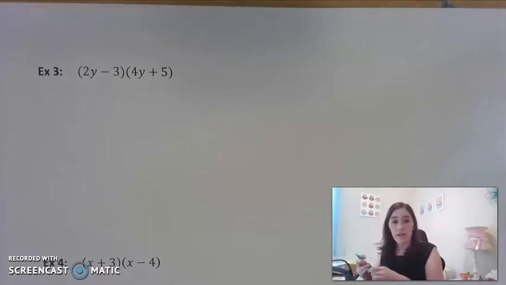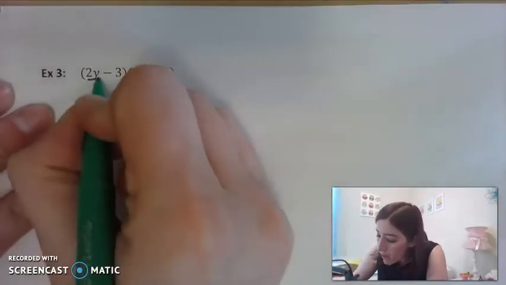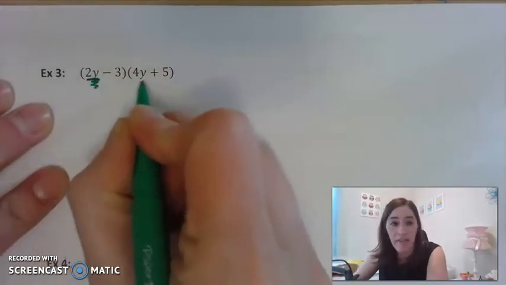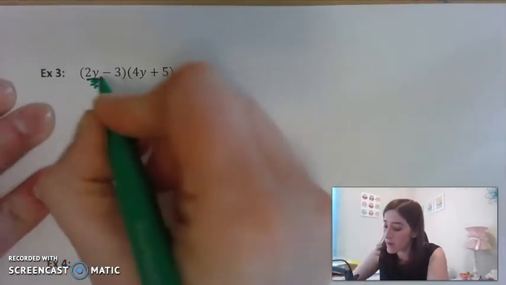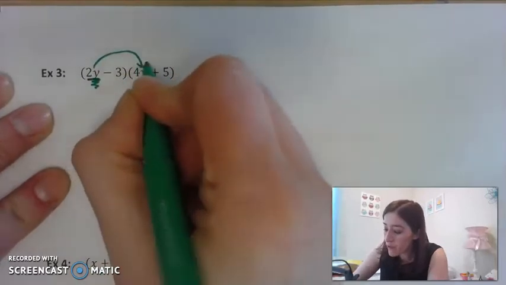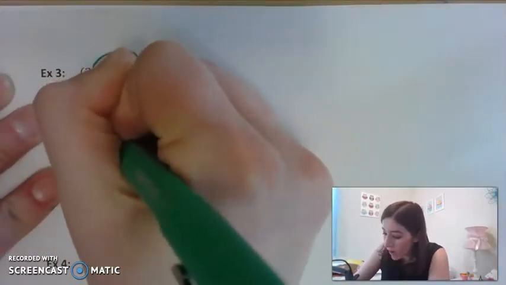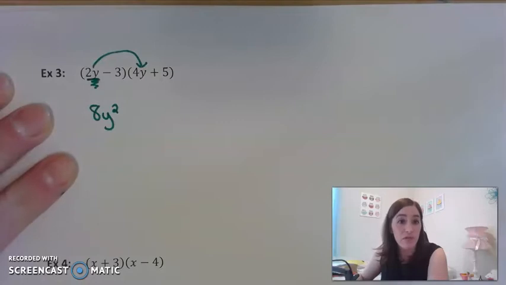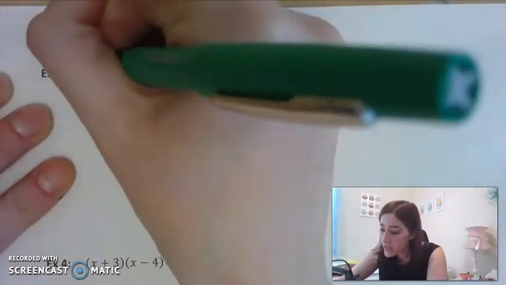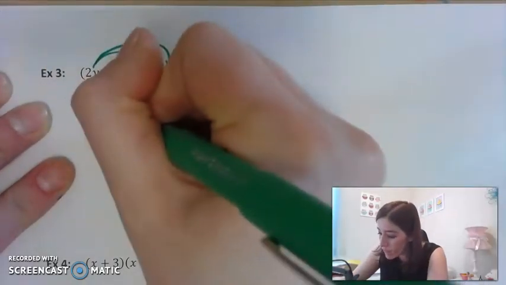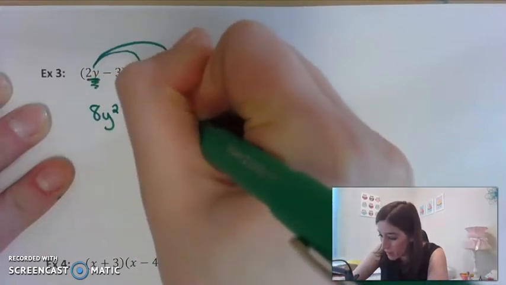Okay, so for number 3, I have a 2y in my first set of parentheses. I've got to multiply it to both in the second. So 2y times 4y gives me 8y squared because I'm multiplying 2 y's together. Then I do 2y times positive 5y to get positive 10y.